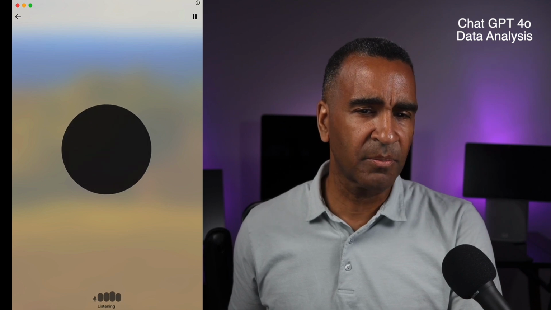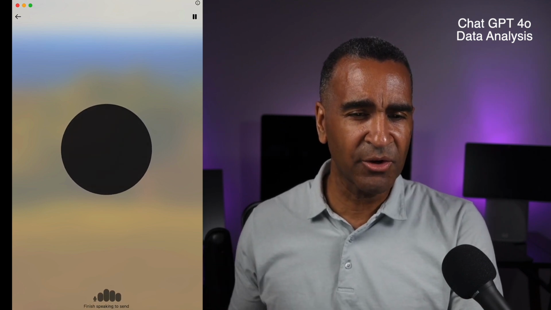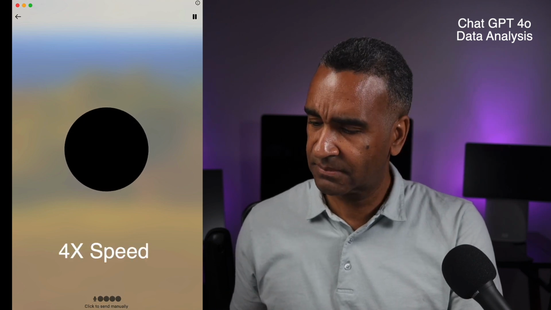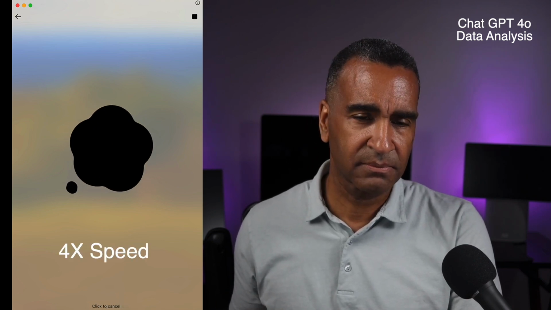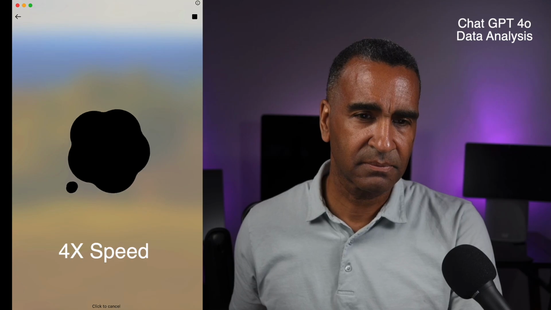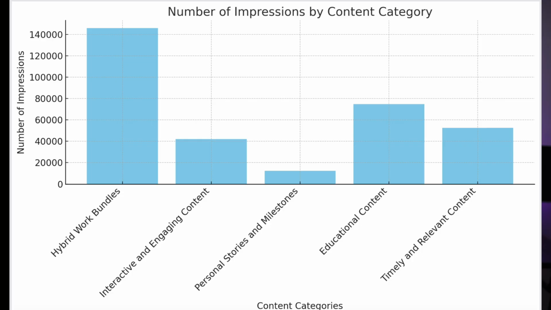Can you draw me a bar chart that shows the number of impressions by each category of insight that you mentioned? Here's the bar chart showing the number of impressions by each content category. It clearly highlights which types of content have been the most effective. Let me know if you need any further analysis or adjustments. I saw the bar chart.